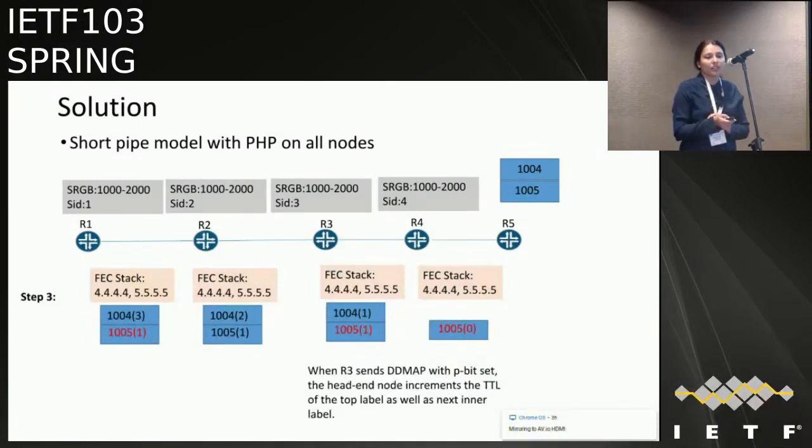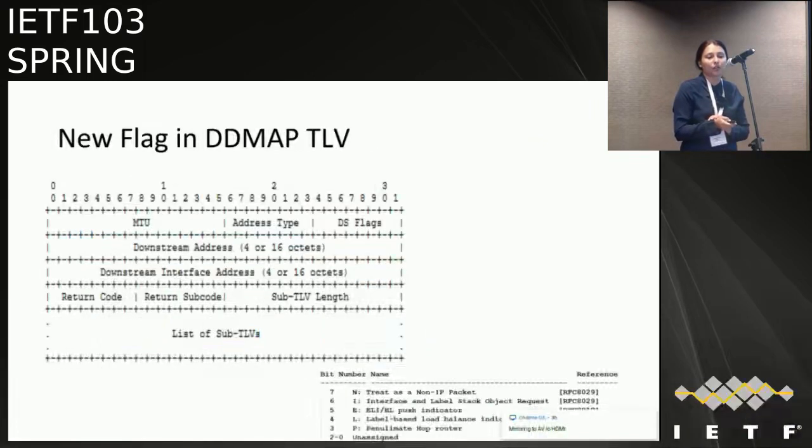So the recommendation here is to use the DD map TLV, so it gets generated on every node and it encodes the next hop information, and then use the DS flags to set the P bit. There's a new bit defined which says I am the penultimate hop router, and ingress would look at it and then increment the TTL of the next label.